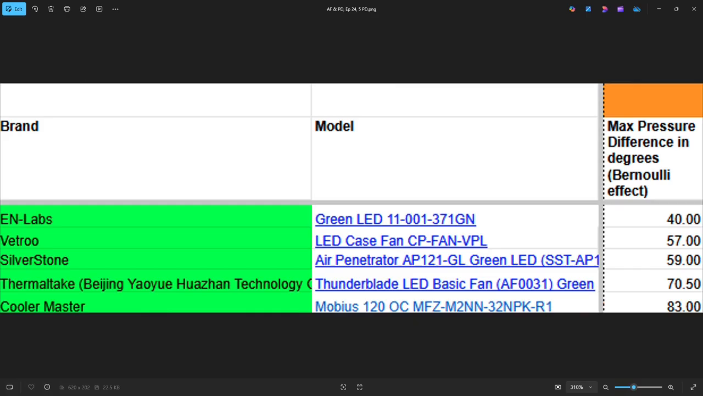And finally, we can see that again, the N-Labs was the worst at 40. The Vitru did significantly better at 57 and was almost tied with the Silverstone. The Thermaltake did 70.5, which is respectable. It's probably going to put that in the fourth quartile. And the Cooler Master got it to 83, which is definitely within the fourth quartile. So let's go ahead and see where these fans place within the larger list.